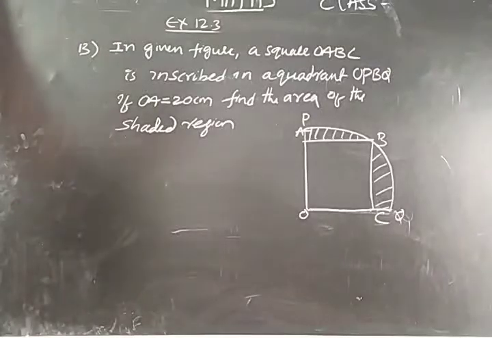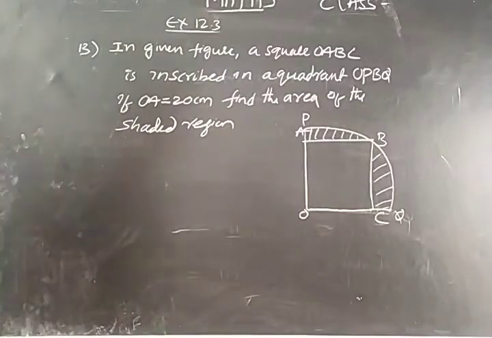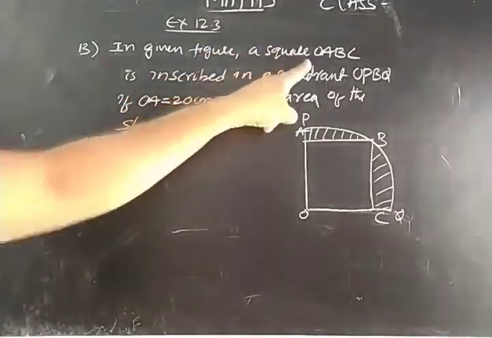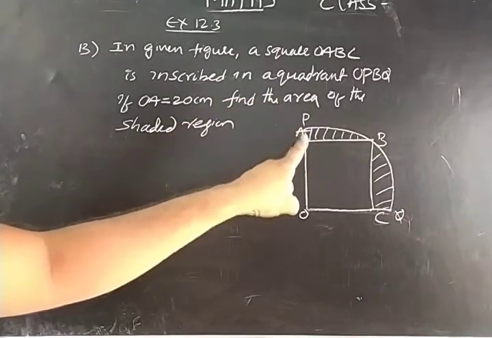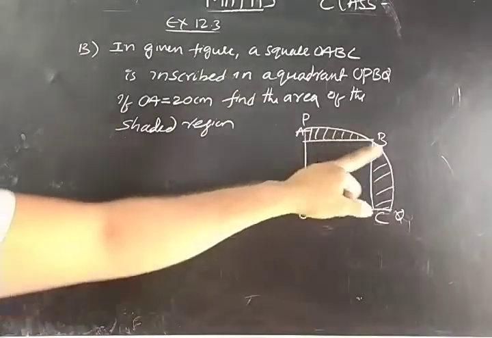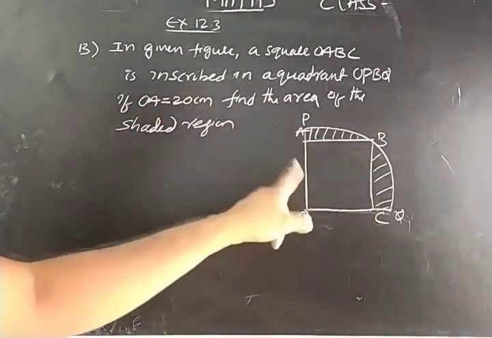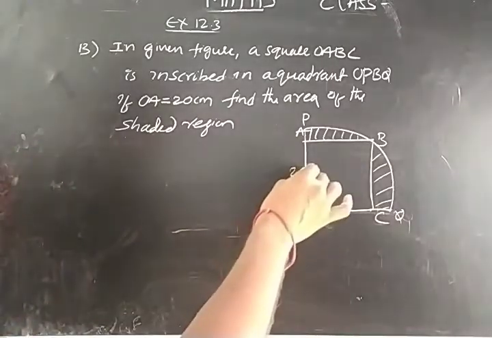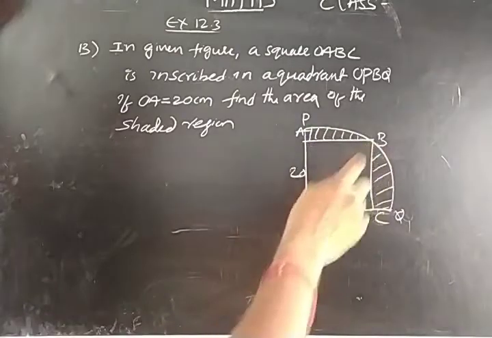Morning students, today we are going to solve exercise 12.3, problem 13. In the given figure, a square OABC is inscribed in a quadrant OPBQ. OPBQ is a quadrant and OABC is an inscribed square whose side length is 20 centimeters. Find the area of the shaded region.